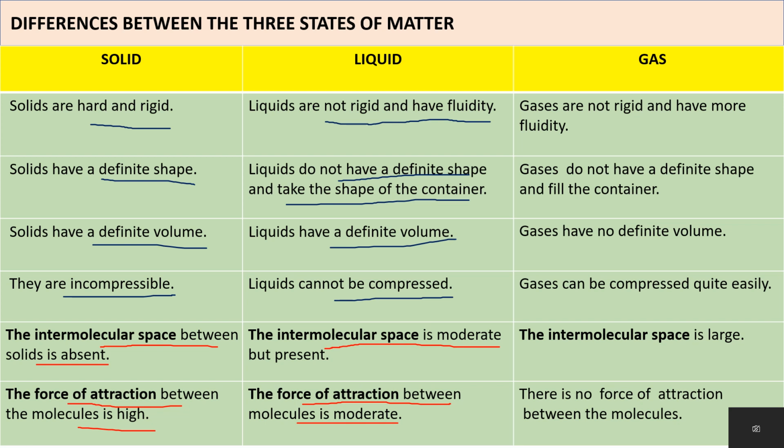The characteristics of particles of gas are: the intermolecular space is large here. There is no force of attraction between the molecules. So, because of this, gases are not as rigid as liquids and have more fluidity than liquid particles. Gases do not have a definite shape. Rather, they fill the container in which they are kept. They can escape if the lid of the container is open. Gases do not have a definite volume and they can be compressed easily.